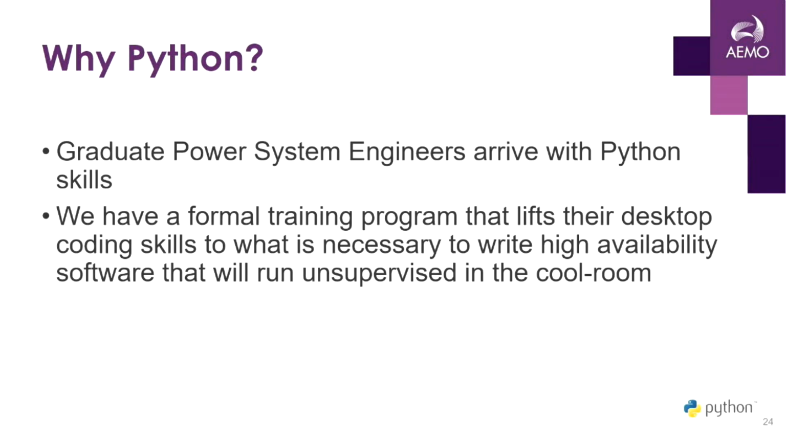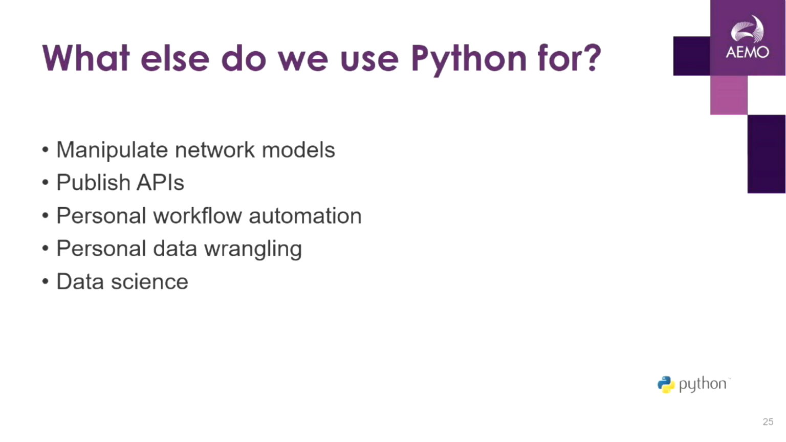When a graduate power system engineer joins us from university, they come trained with Python. We have a formal training program that lifts their desktop coding skills to what is necessary to write high availability software that will run unsupervised in the cool room. What else do we use Python for? We use it to manipulate network models, to publish APIs. We use it for personal workflow automation, for personal data wrangling, and for data science, as Josh will talk about in a moment.